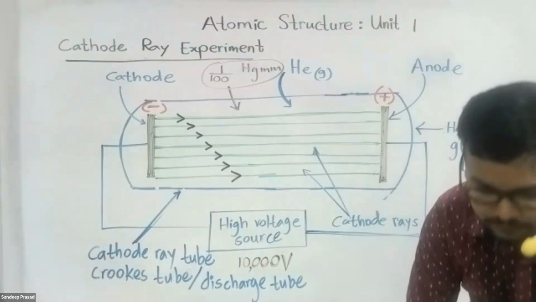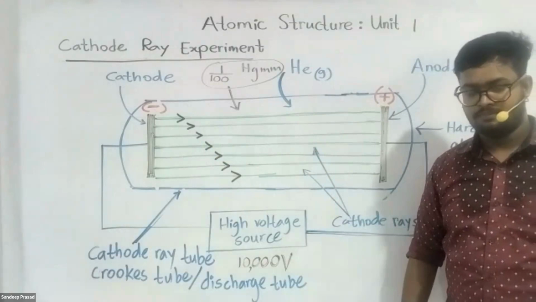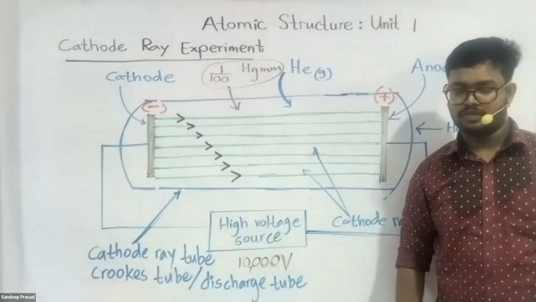Can we use carbon rods? Yeah, we can use carbon graphite because carbon graphite can conduct electricity. That's okay, okay? We can use carbon graphite because they can conduct electricity.